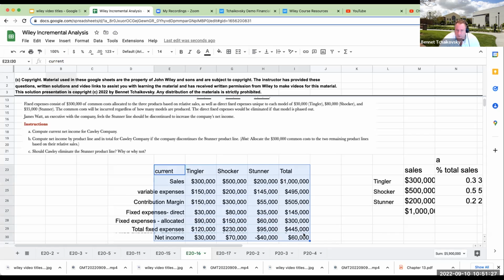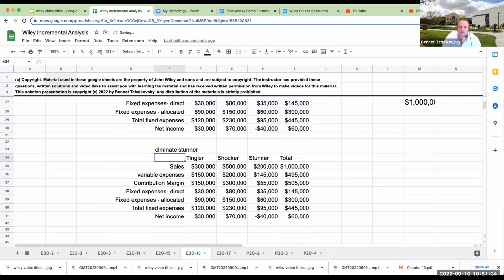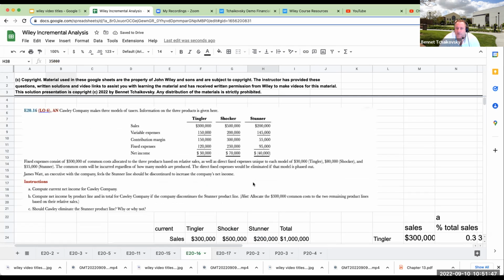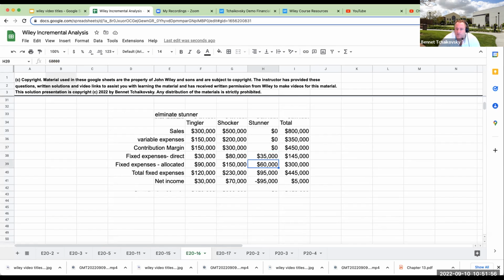So if I get rid of Stunner, what is going to happen? My sales are going to go away. My variable expenses are going to go away. My direct fixed expenses are also going to go, and these fixed expenses will be eliminated if it basically gets phased out. So this would also go away.